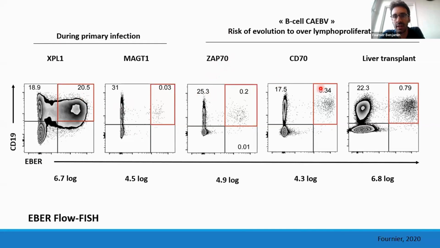And you have also here another example of combined immune deficiency, and as you can see in ZAP70 and CD70 deficiency, you have also EBV almost only in B cells, and this is the same kind of picture that you can have in proliferation after a solid organ transplantation. And you can see here that there is quite a little percentage of infected B cells, but this is enough to have a quite elevated EBV PCR in the blood, in whole blood, I mean.